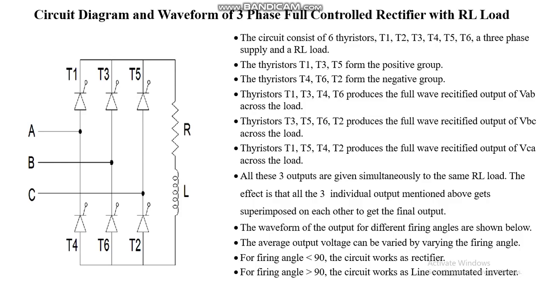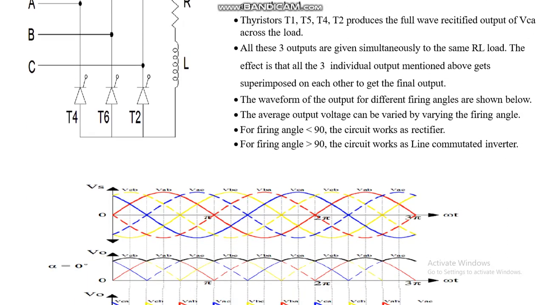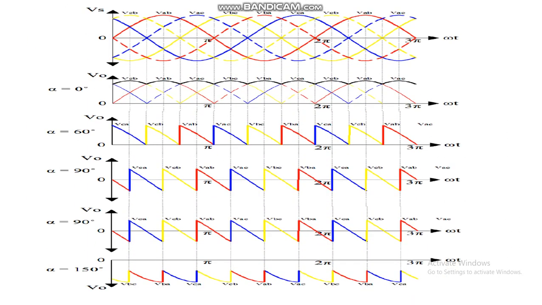Circuit diagram and waveform. These are the waveforms. The 3-phase waveforms for the bridge connected 3-phase control rectifier, and these are the waveforms which we can see for different alpha values. This is for alpha equal to 0 degrees, alpha equal to 60 degrees, alpha equal to 90 degrees.